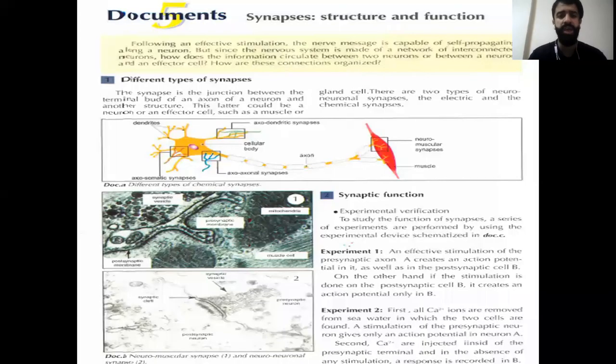In this document, we already discovered the different types of synapses. We have neuronal synapses between two neurons, or neuroeffector synapses between a neuron and an effector. Maybe it's a muscle or maybe it's a gland.